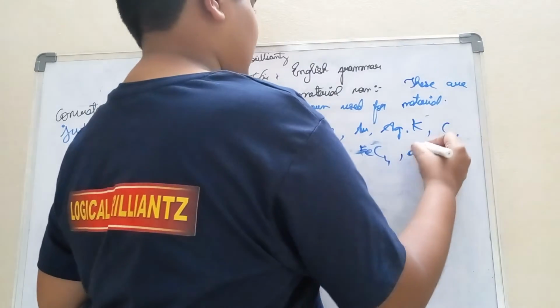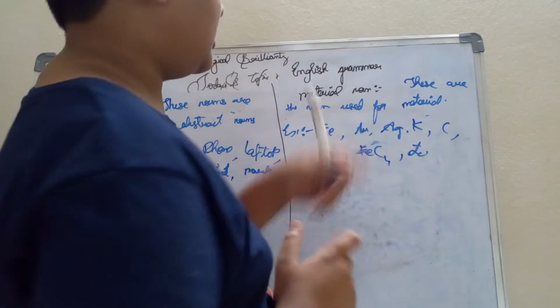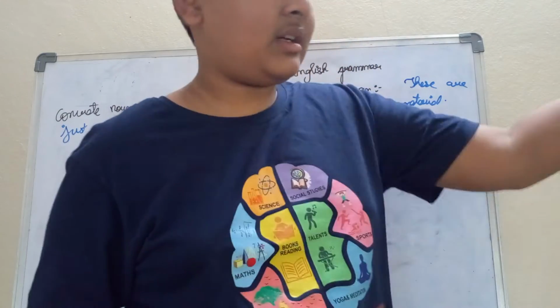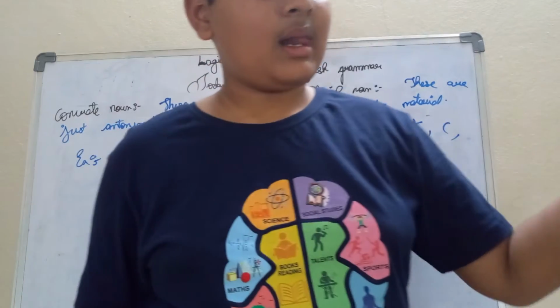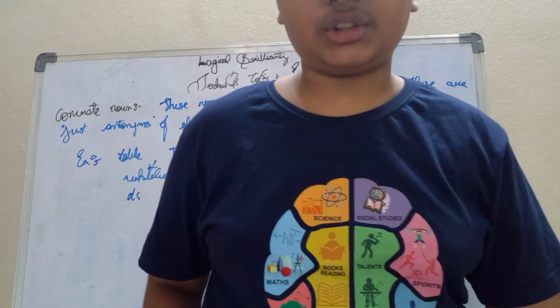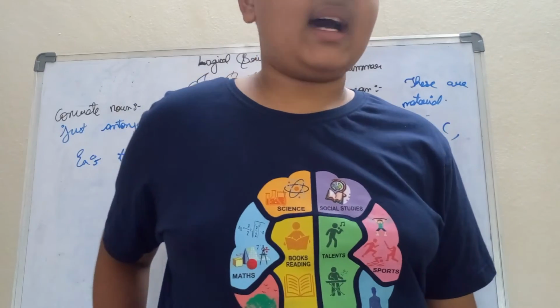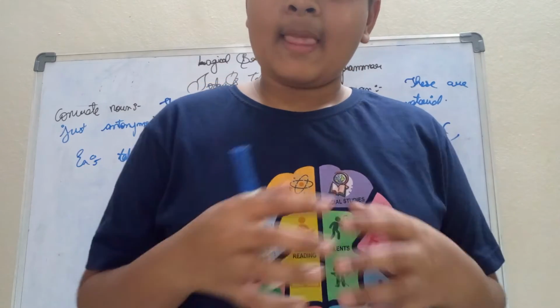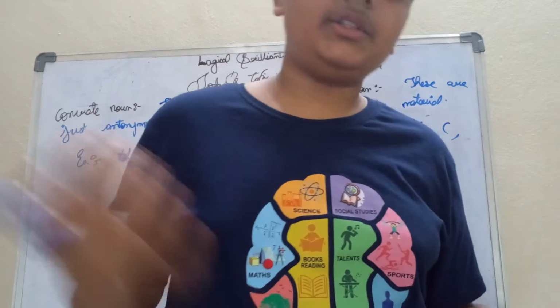Not only these, even potassium is used, wood is used. Even wood comes under the material noun because it is used for manufacturing doors, cupboards, and also the doors of windows, etc. These are the nouns used for manufacturing different substances.